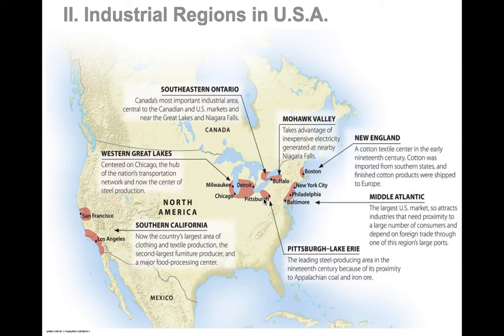All right, and then we see the shifting of industry to the southwest with major cities of San Francisco and Los Angeles. And think of Los Angeles as food processing, also specialized textiles, and then furniture.